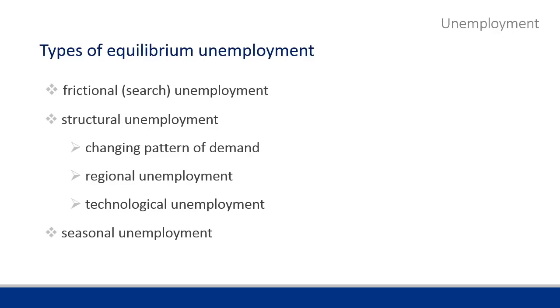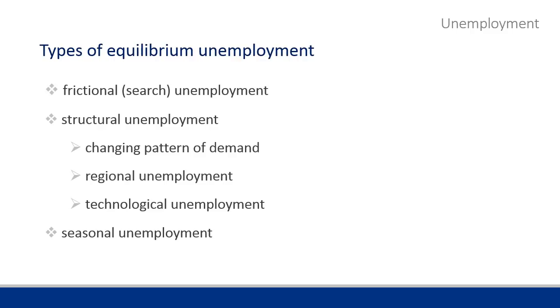Types of equilibrium unemployment. There will always be some unemployment due to the friction in the labour market. So while people are looking for jobs, depending on how difficult it is to get jobs, there'll be a certain level of people in between jobs, so that we call frictional unemployment.